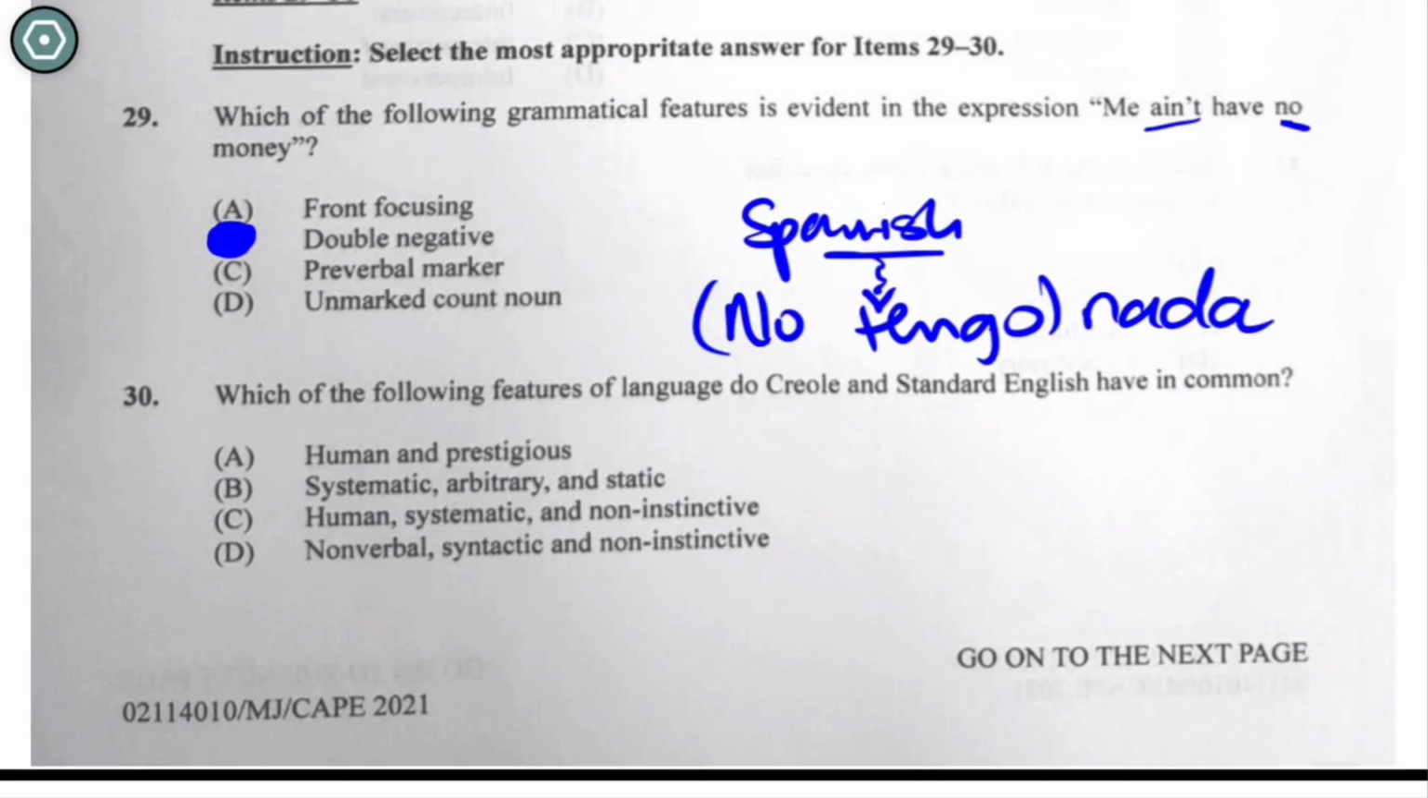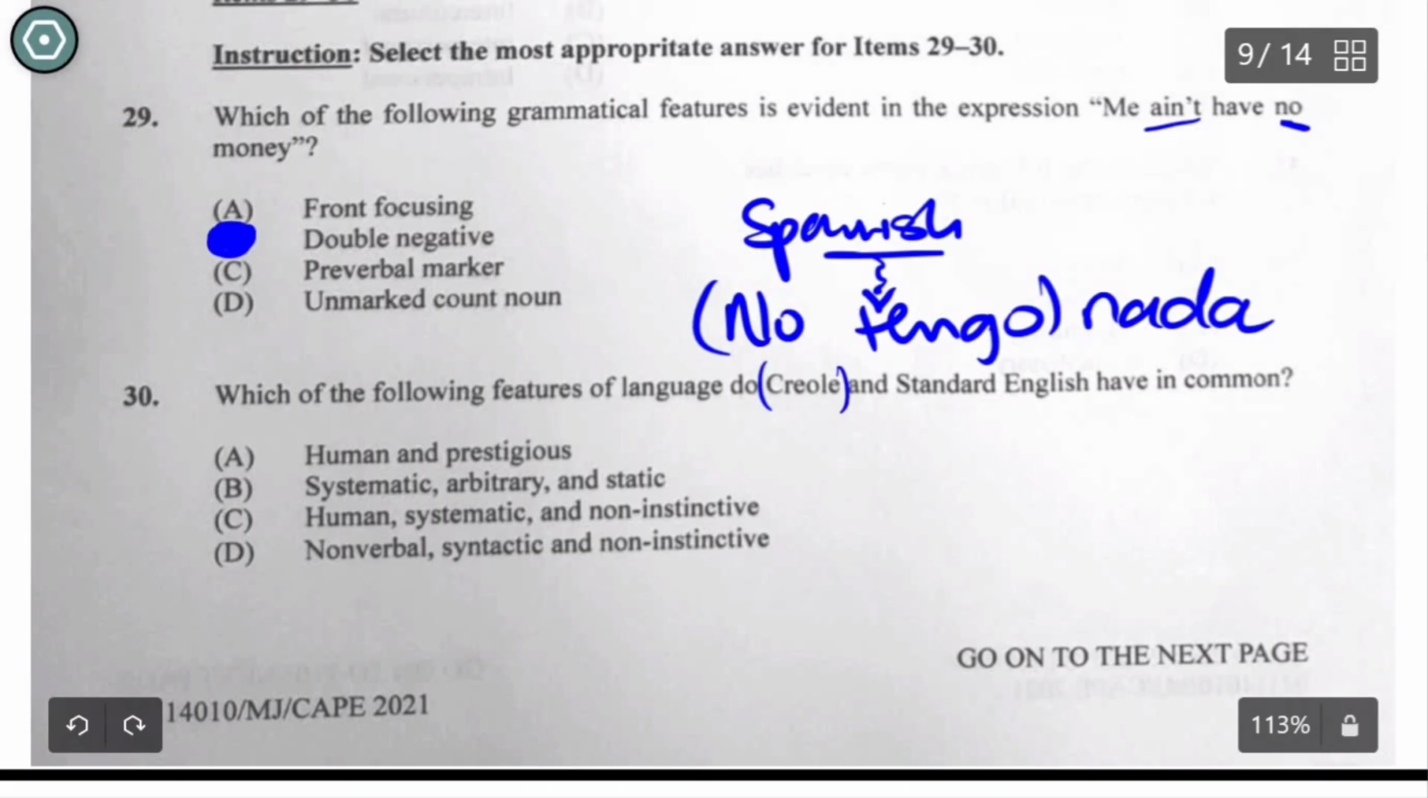Systematic, arbitrary, and static. Human, systematic, and non-instinctive or non-verbal. Syntactic, and syntactic, and non-instinctive. Features of language. Yeah, we're trying to find what's common between Creole and Standard English.